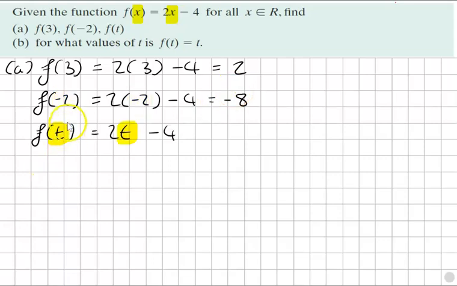And then f of t, we just replace the x. You can replace with brackets, but ultimately when you multiply with the brackets, 2 times t will just give you 2t. So you get 2t minus 4. So f of t is equal to 2t minus 4.